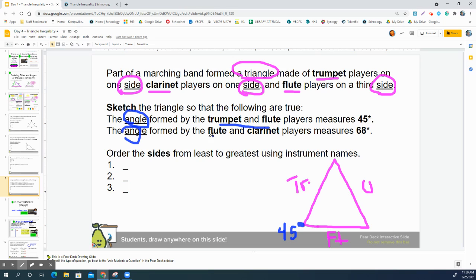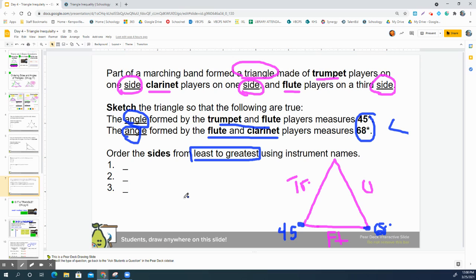And the angle where the flutes and the clarinets meet, so flutes and clarinets, that doesn't really look like a CL, does it? The flutes and the clarinets meet over here at 68 degrees. Make sure your degrees are at corners. Degrees have to be at corners, okay? Now we can label our sides from least to greatest. This is way too many words for a math teacher, I'm sorry.